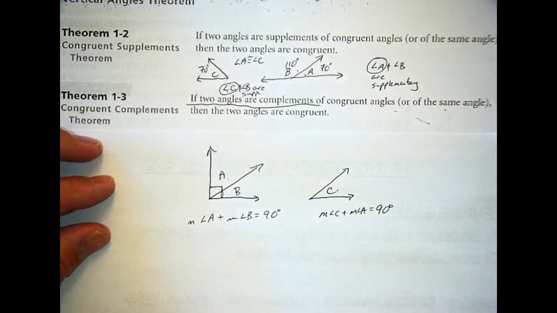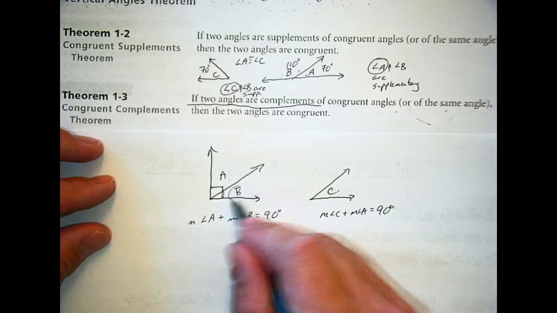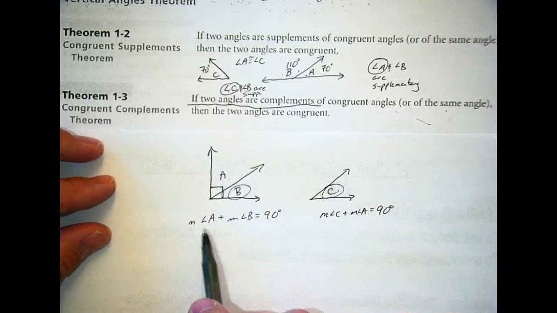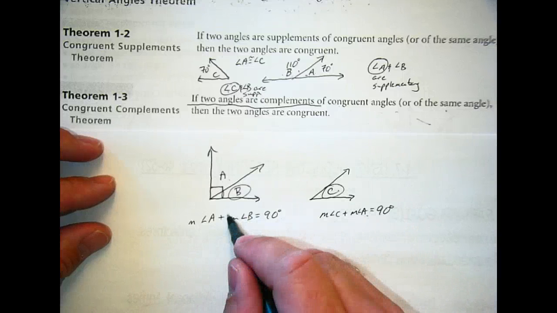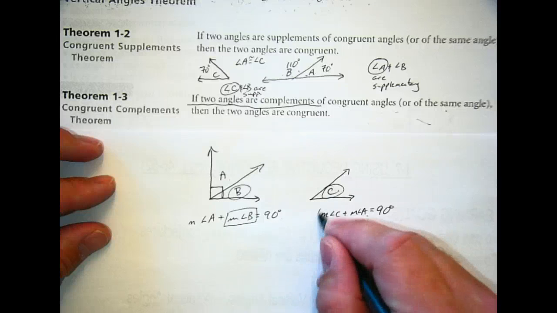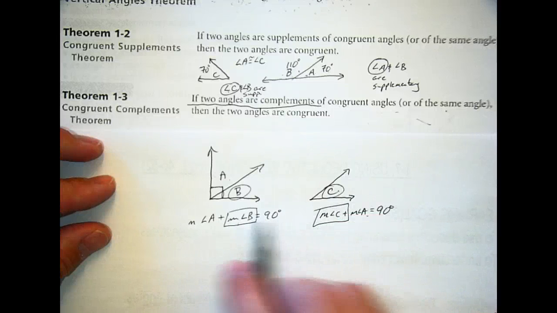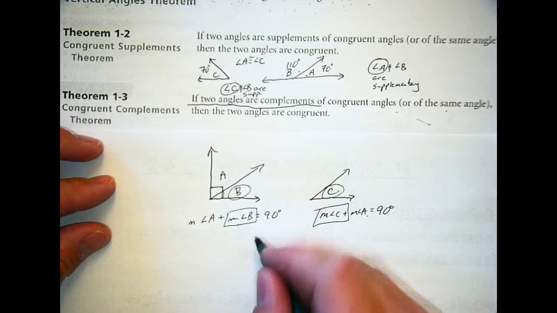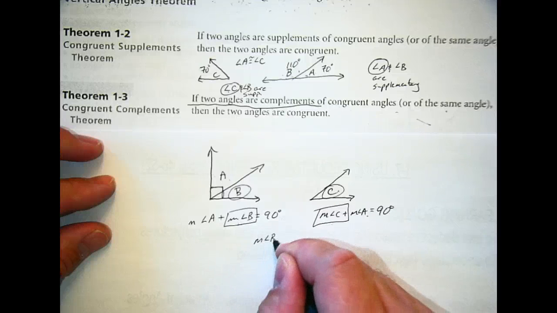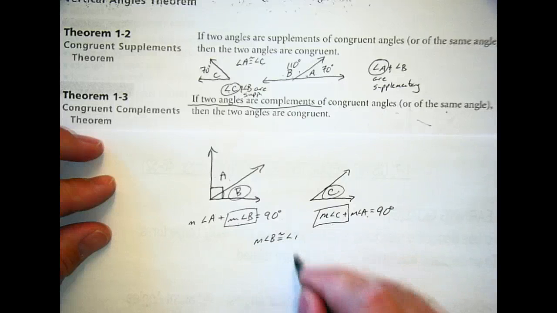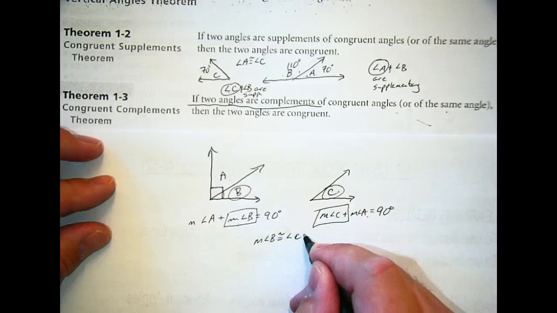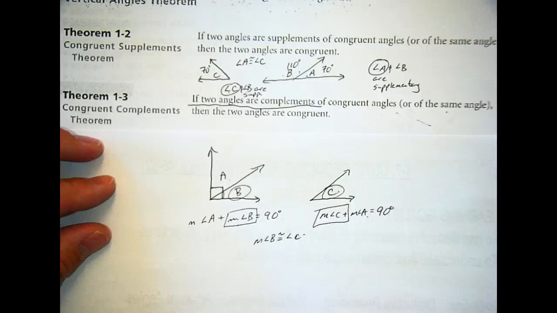So what does that mean? It means this has to be equal to that, right? Because if A plus B equals 90 and C plus A equals 90, then these two pieces are the only parts that are different in those two equations. Those two have to be congruent. So the measure of angle B has to be congruent to the measure of angle C. Okay?